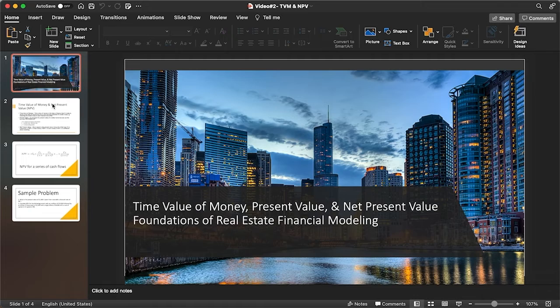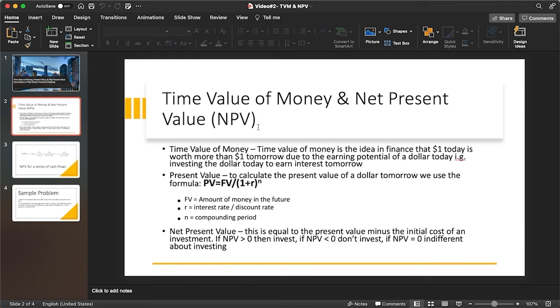First, let's go over some definitions. Time value of money is the idea in finance that $1 today is worth more than $1 tomorrow. If you have $1 today, you could invest it in the stock market at a 7% annual rate. At the end of the year, you have $1.07, as opposed to just waiting a year for $1. Then $1.07 is clearly more than one single dollar.